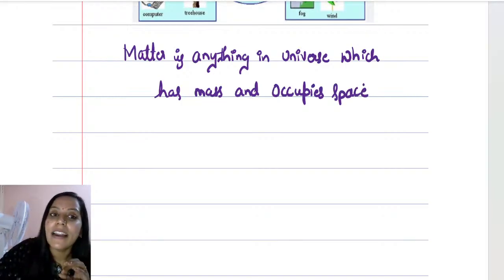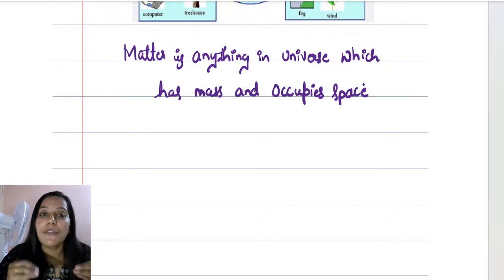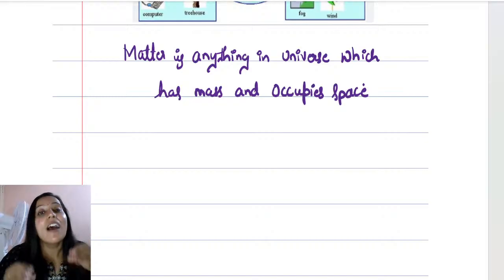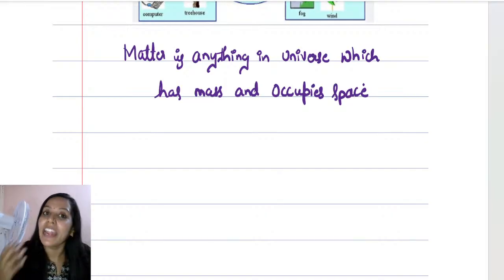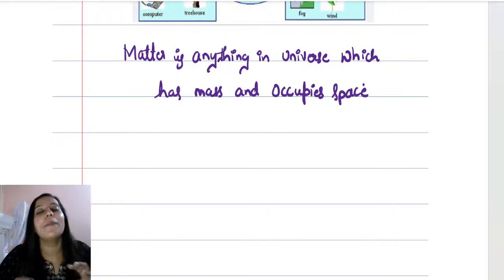Now after understanding the definition of matter, we have to know how this matter is classified. So let us talk about the ancient classification of matter, children. When I talk about the ancient classification of matter, I'm talking about our ancient Indian philosophers who were present in the very olden days. Our ancient Indian philosophers classified matter into 5 elements.